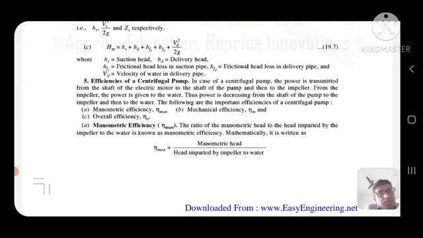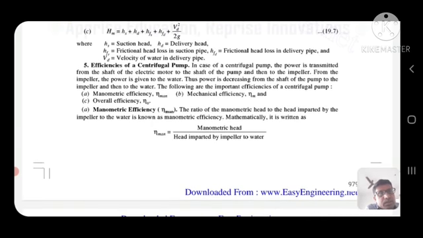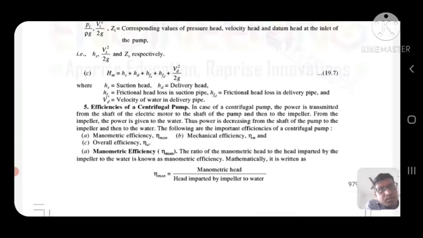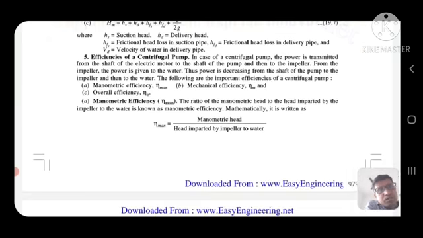Efficiencies of a centrifugal pump. In case of a centrifugal pump, the power is transmitted from the shaft of the electric motor to the shaft of the pump. Then from the impeller, the power is given to the water. Power is decreasing from the shaft to the impeller of the pump, and then to the water. The following are the important characteristics of a centrifugal pump: manometric efficiency, mechanical efficiency, overall efficiency.